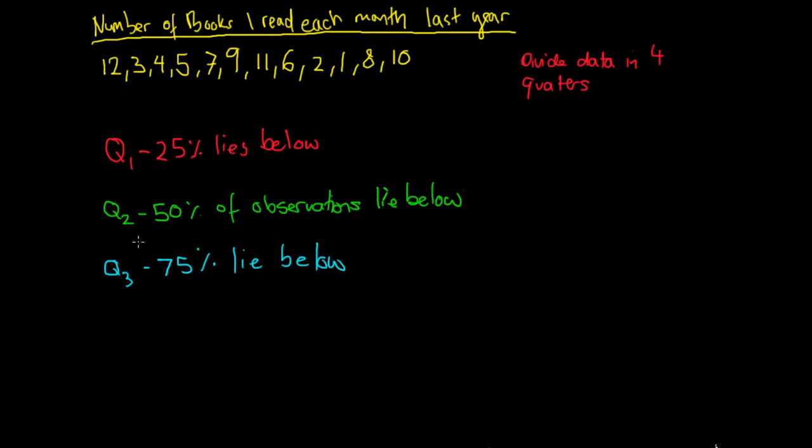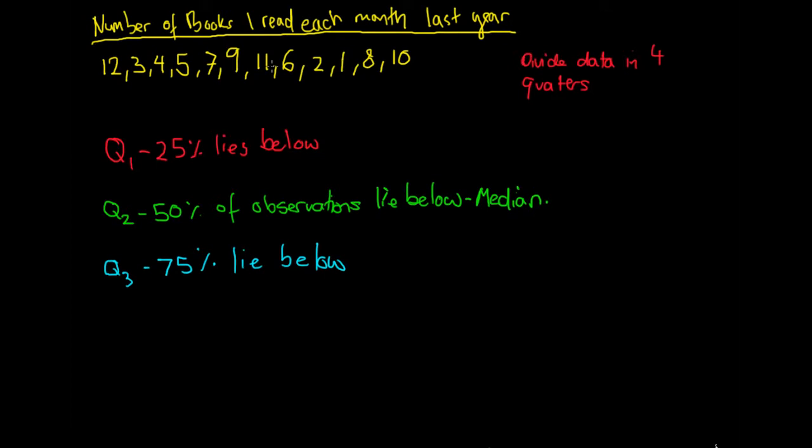So what we might notice is that if 50% of observations lie below our second quartile, this is also the median. So our second quartile is also known as the median. But that's just a handy little fact. So when we're calculating quartiles, it doesn't really mean much when I have all my data out of order. So what I'm first going to need to do is order my data.